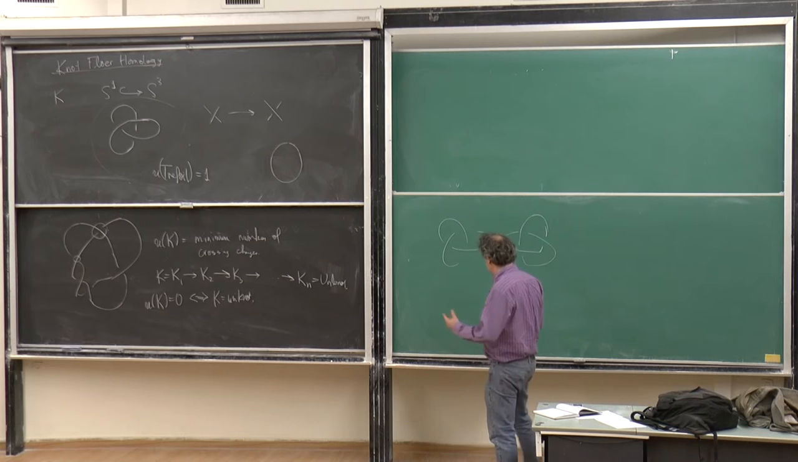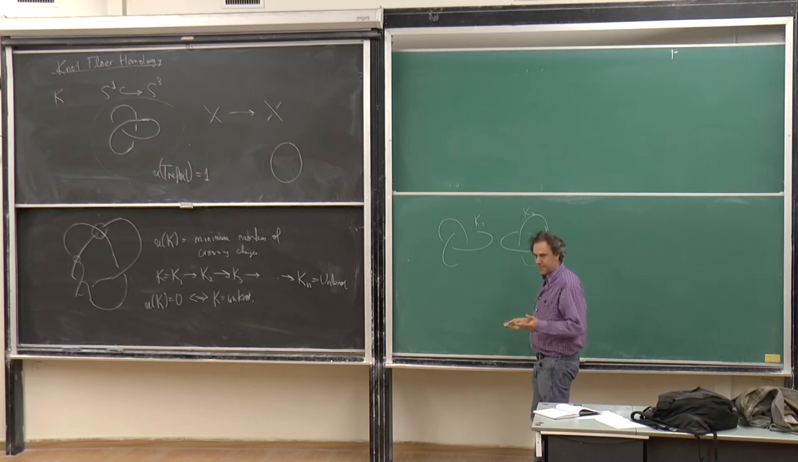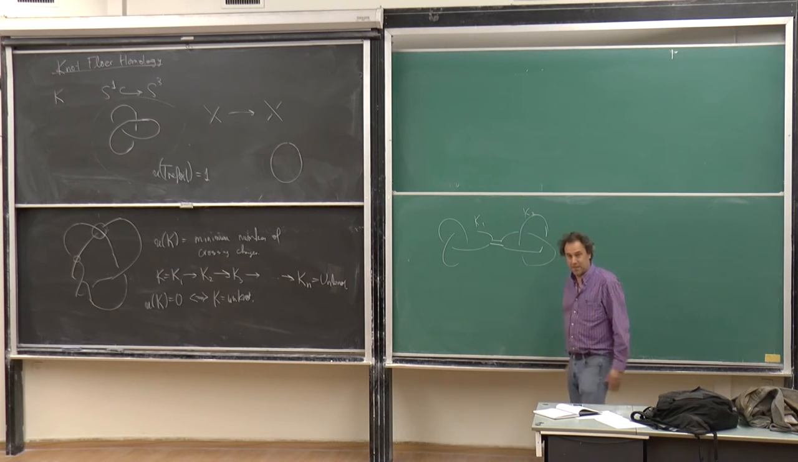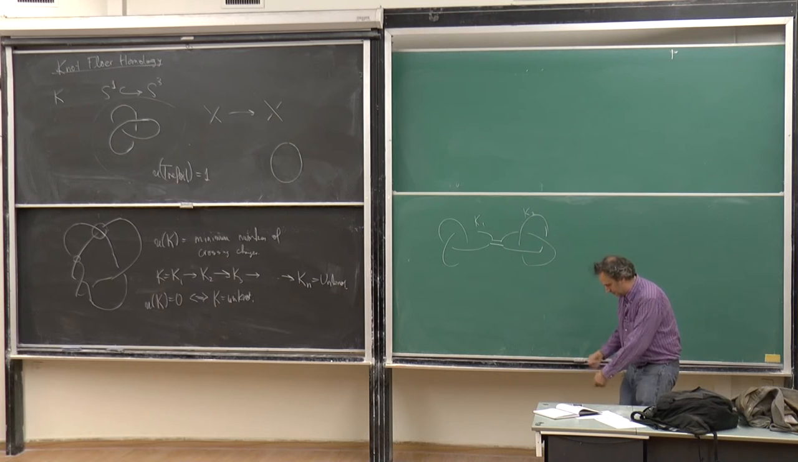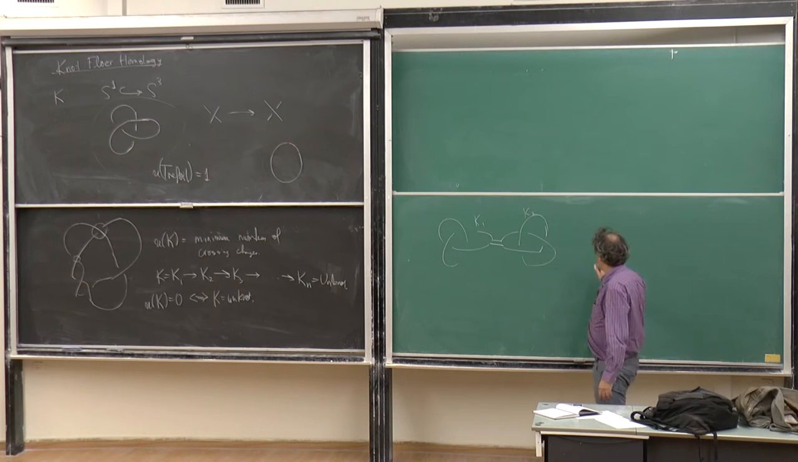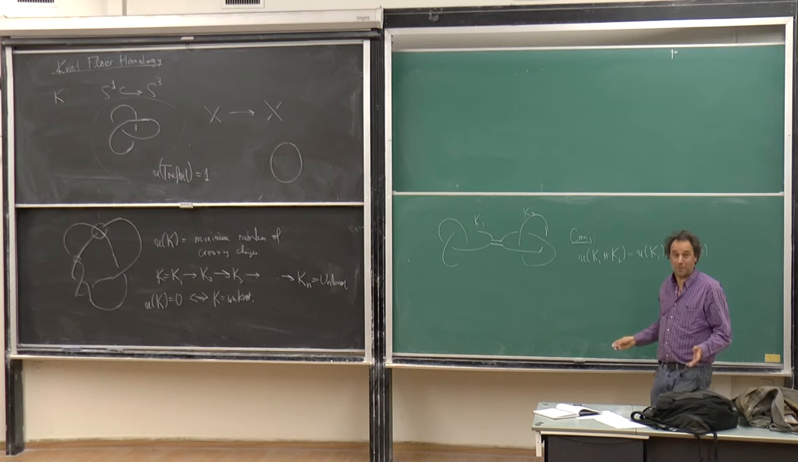There's a simple operation that, given 2 knots, produces for us a 3rd knot, which is called the connected sum. You just do this locally. Or if you think about a knot as being some recipe that you tie on your shoelace, you first do k1 and then you do k2. So there's a conjecture that the unknotting number of the connected sum of any 2 knots is equal to the unknotting number of k1 plus the unknotting number of k2. It's amazing that this is an open conjecture.